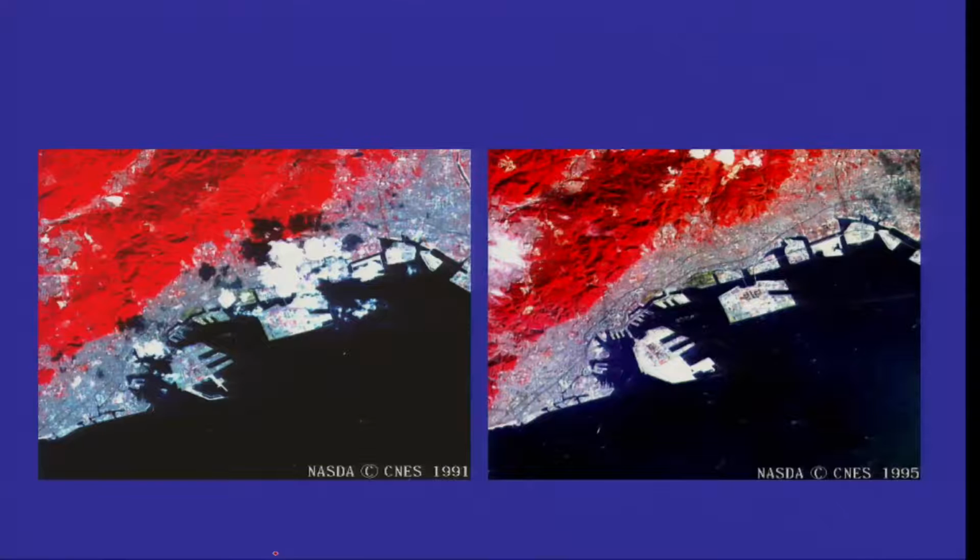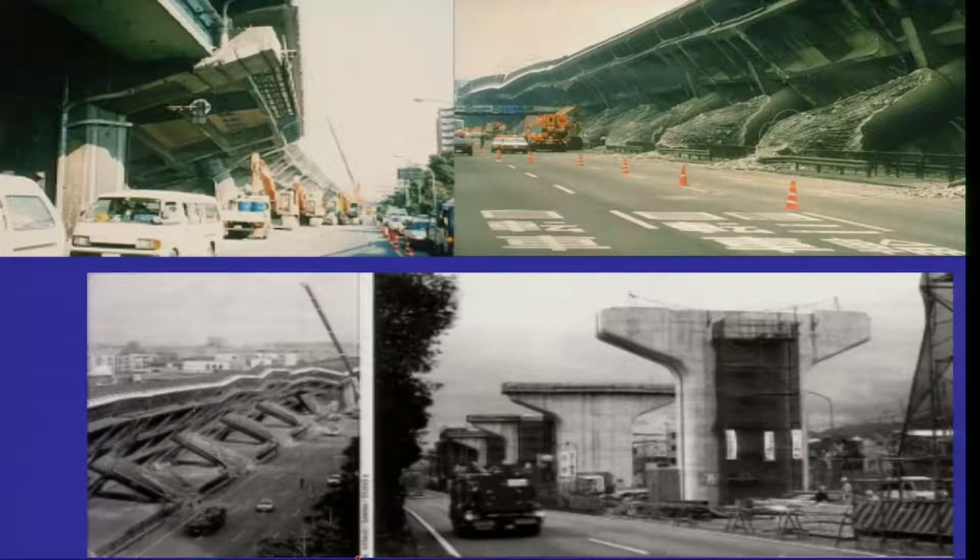This is a satellite picture which shows the pattern of damage before and after. If you see here, this was the damage area that was covered. This is the Kobe area, with severe damage, which you might have seen in many books. In this photograph, the main bridge was extensively damaged, and these are photographs of that.